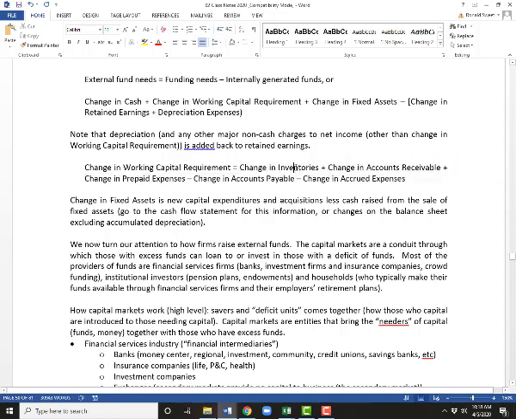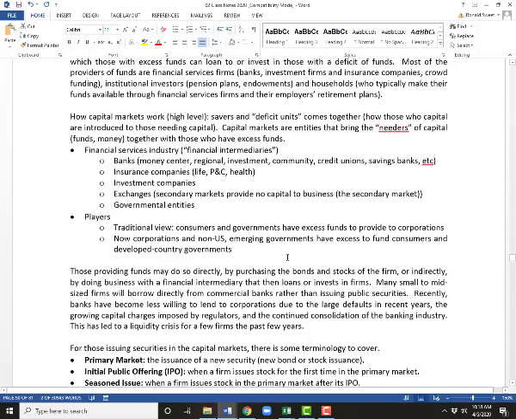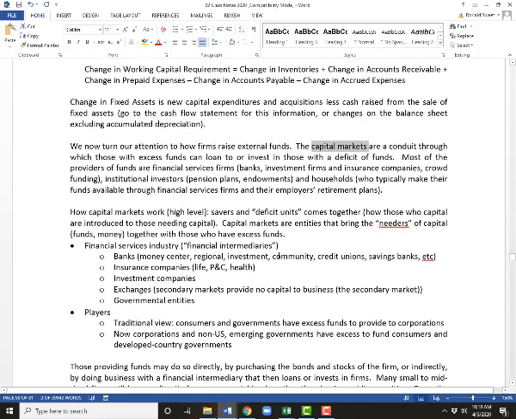It's your change in inventories, change in receivables, change in prepaids, minus your accounts payable change, minus the change in accrued expenses. Change in fixed assets is those acquisitions that you need, expenditures, and in the next class we'll talk about business combinations, so even acquiring other firms. So if a firm needs external funds, the capital markets will do that for them. That's where I worked, in the capital markets.